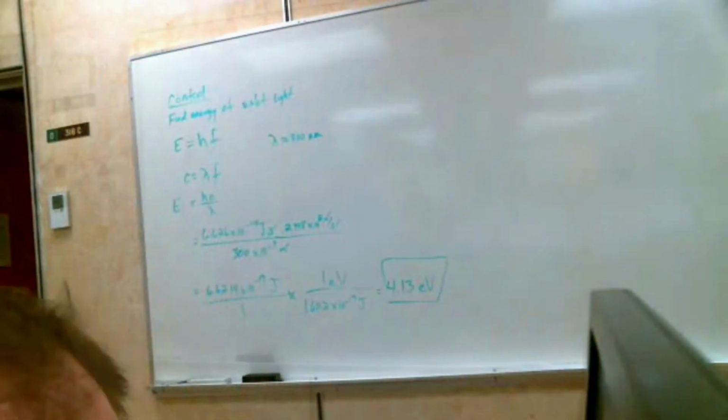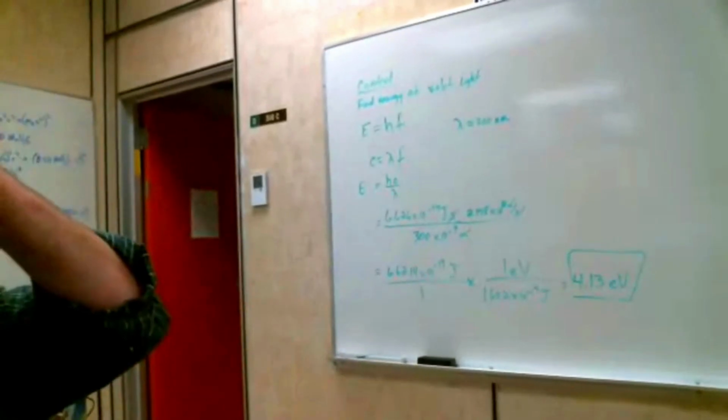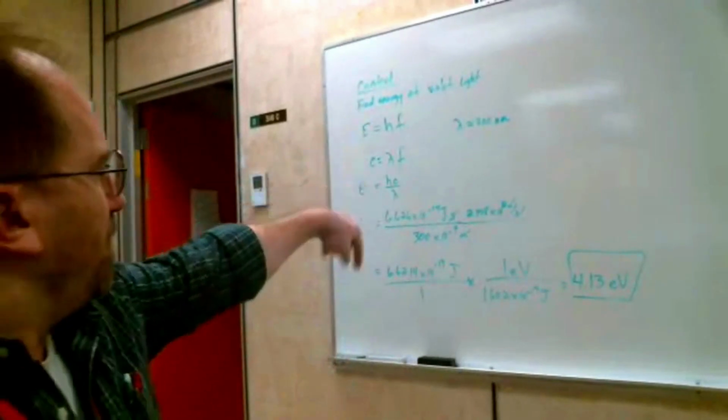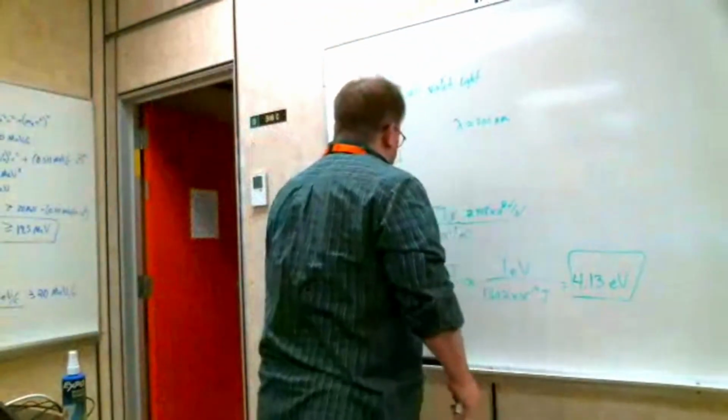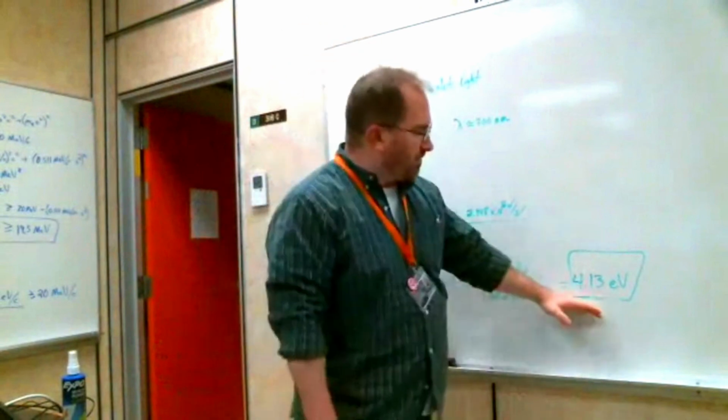Is that all in the picture there? Which one's going to have more energy, red light or violet light? Agreed. Because red has a longer wavelength, which makes this number bigger, which means the energy is going to be lower. So we're already looking at the upper end of the visible spectrum.